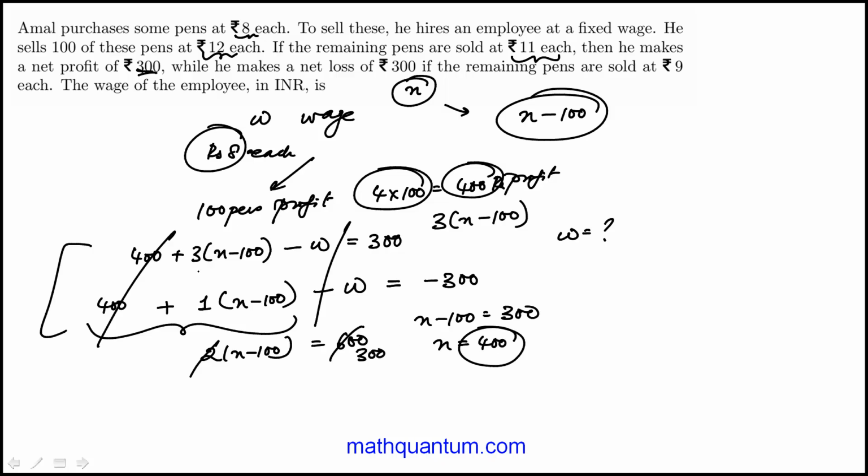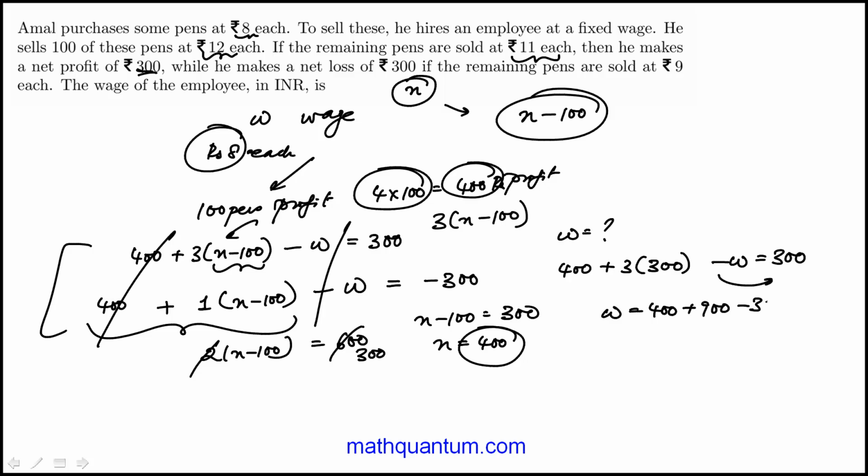And then to figure out W, I'll just plug it into the first one. So 400 plus 3 times 400 minus 100, which is 900, minus W is 300. Move the W here: 400 plus 900 minus 300, which would turn out to be 1,000 rupees.